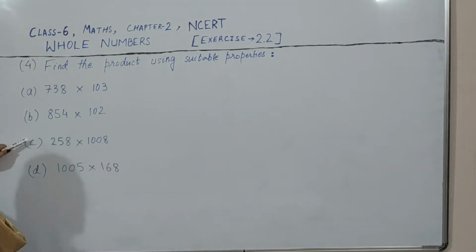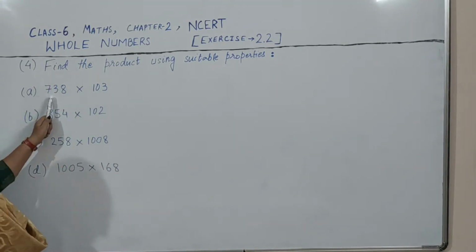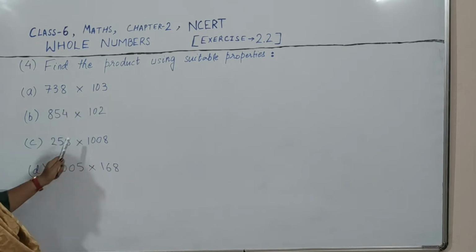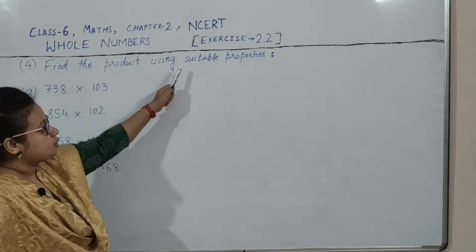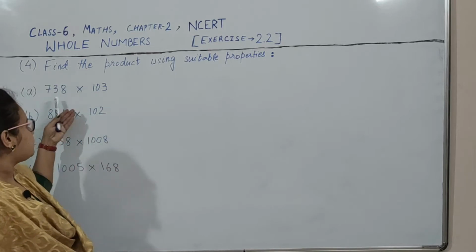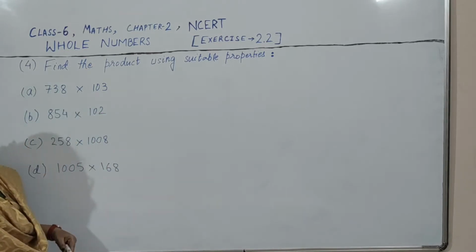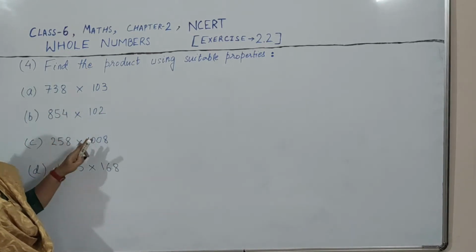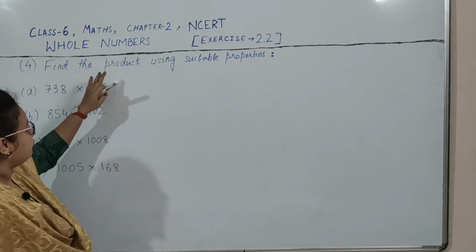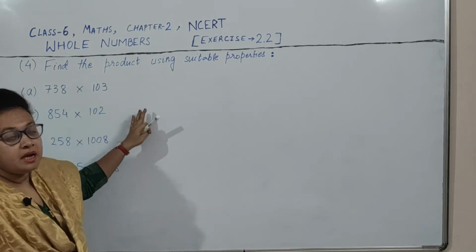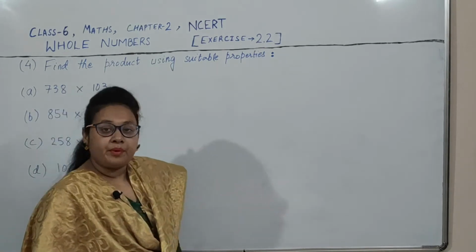See, there are 4 questions: A, B, C and D. We have to find the product of these numbers using suitable properties. Directly also we could have multiplied these numbers, but we don't have to multiply them directly. We have to multiply them by using suitable properties.